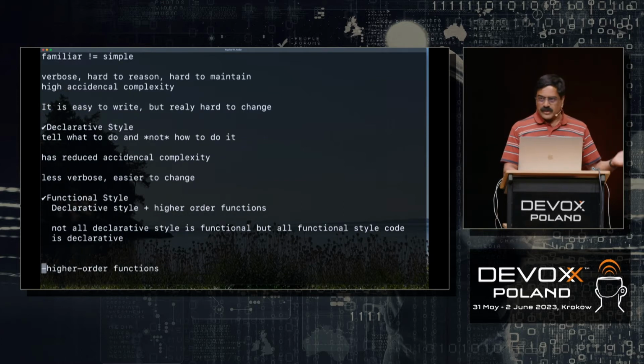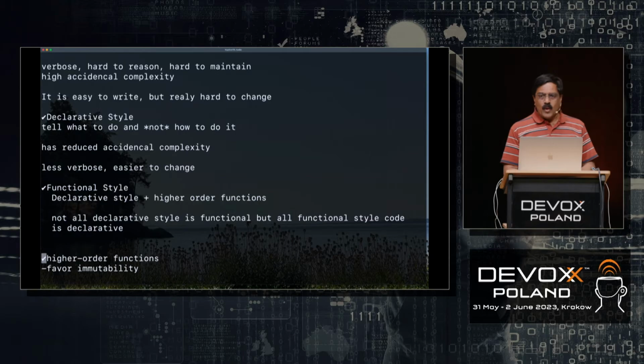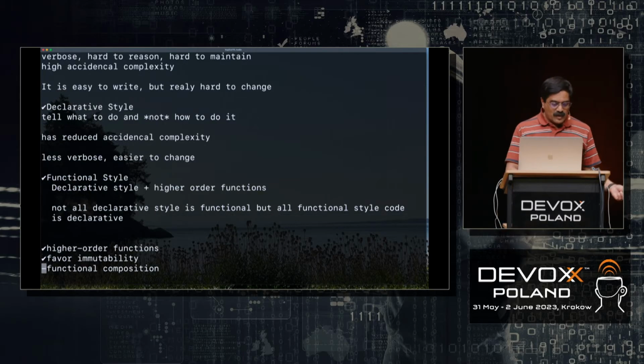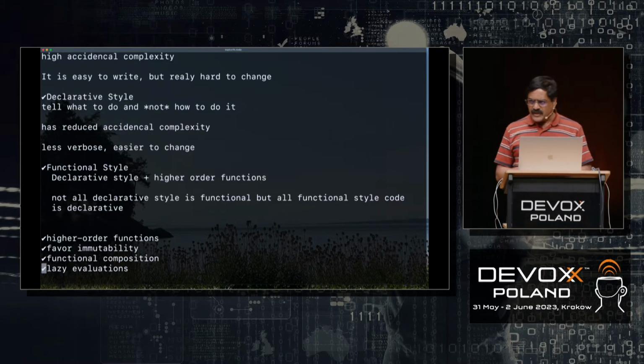But of course, we use things like higher order functions, where we can pass functions to functions or receive functions from functions. We often favor immutability when it comes to writing functional style code. We use functional composition or the functional pipeline we normally talk about. We also make use of lazy evaluation as well. So it's a different paradigm in terms of how we write the code. But of course, there are some benefits but constraints as well that we have to follow.